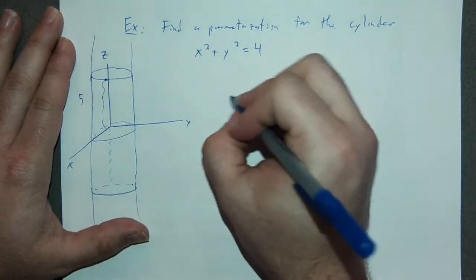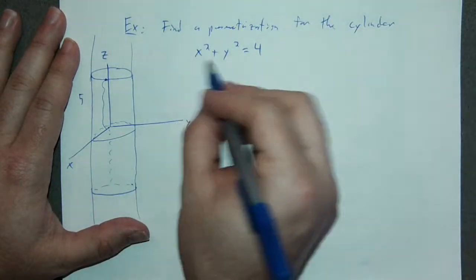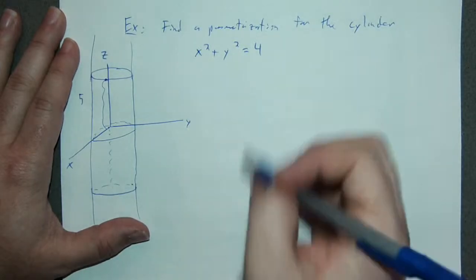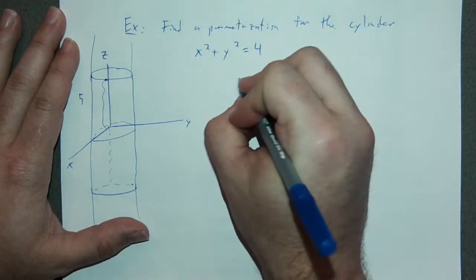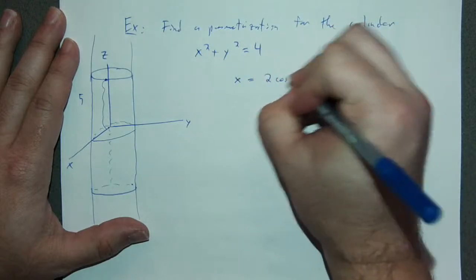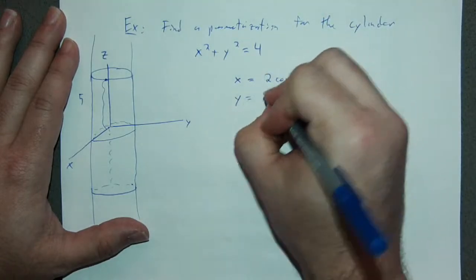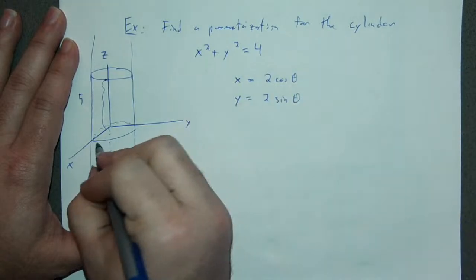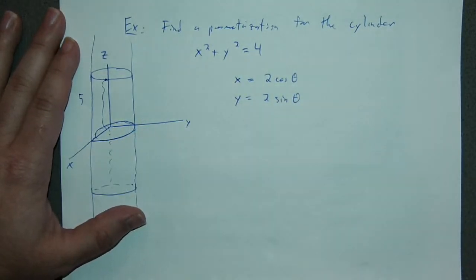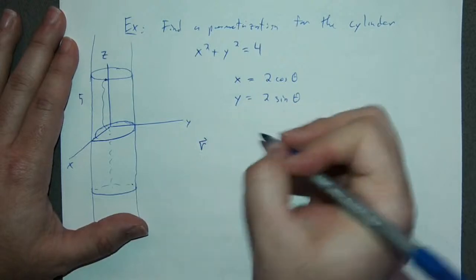Right, this is the circle x squared plus y squared equals 4 in the xy plane. If I write out how to describe x and y in terms of that circle, x would be 2 cosine theta, and y would be 2 sine theta. That describes going around this circle at the height z equals 0. Okay, and so what is my idea for how to parameterize this?